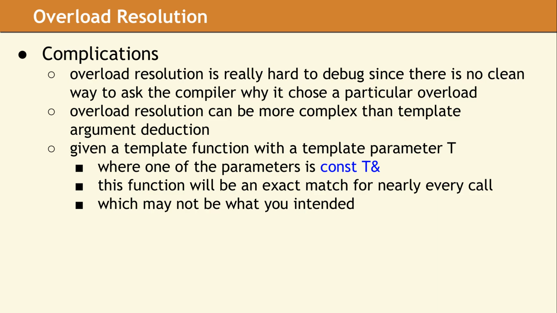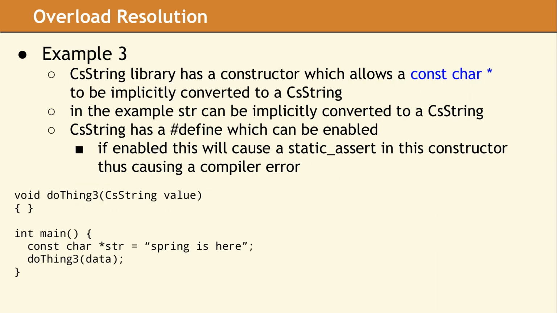If one of the candidates is a template function with a const reference function parameter, the T will be deduced to the most appropriate data type, and this template function will win nearly every overload resolution. This means you should be very careful with template functions that take a const T reference parameter. They may end up matching far more often than you intended. The purpose of this example is to show why it is important to understand the phases of overload resolution.